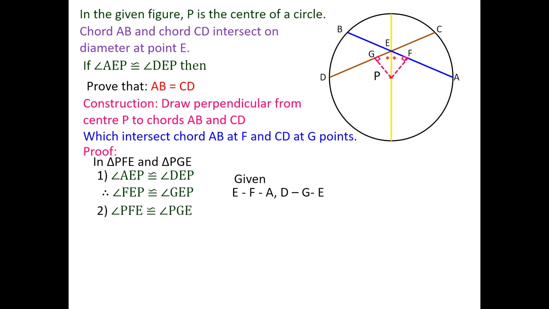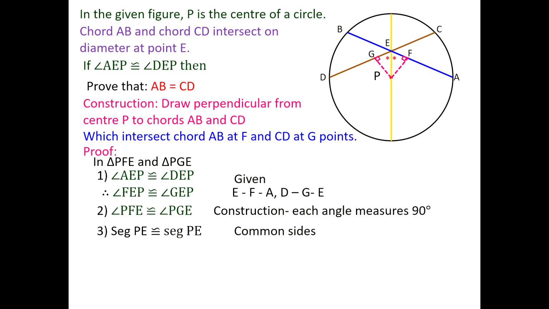Second point, angle PFE congruent to angle PGE, which is right angle. That is due to construction we have drawn perpendicular. It means it is right angle. So both the angles measure 90 degree. Third point, segment PE is congruent to segment PE because they are common in both the triangles. I know you will think it is hypotenuse also, so you can write down hypotenuse also, there is no issue.